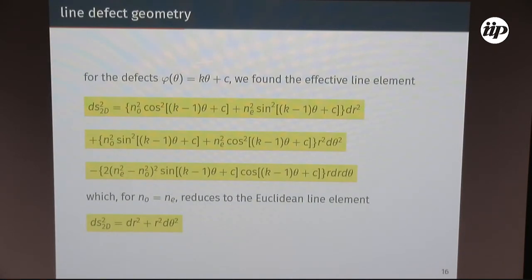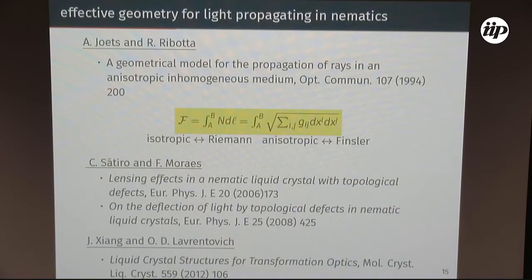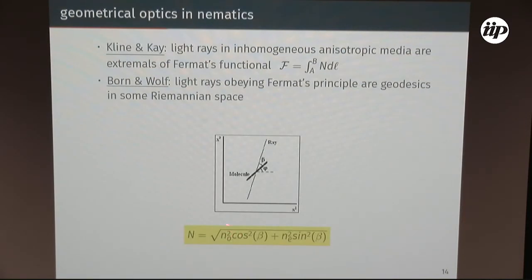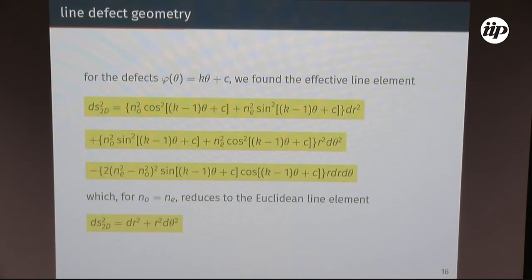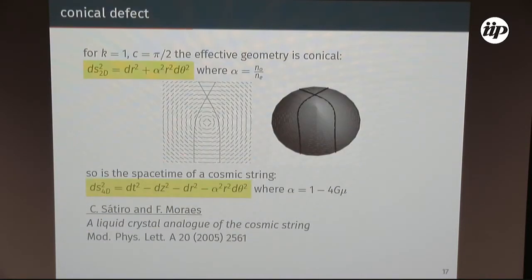So for the line defects with this configuration, we found an effective geometry given by a line element. This looks quite ugly, but it has the ingredients that we have here. K and C appear here, and the ordinary and extraordinary refractive indexes, which are part of N, the effective refractive index. When they're equal, you have an isotropic medium, and so you are back to the Euclidean line element.